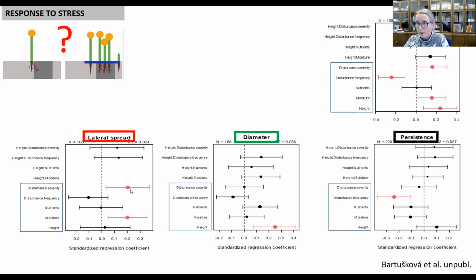severity. Again, this is this effect on arable land perennial weeds, which have big lateral spread, and effect of moisture, which is supporting big lateral spread as well. Diameter is responsible for this effect of height, and persistence of rhizome is responsible for lower volume and frequent disturbance. So when you have frequent disturbance, the rhizomes will be probably very short-lived.